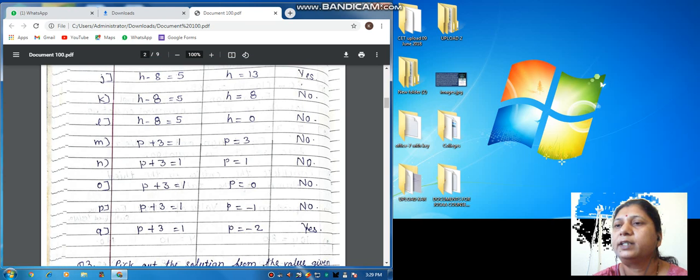Next thing, P plus 3 is equal to 1. We have to put the value 0. So 0 plus 3, what do we get here? 3. So 3 and 1 are equal? No. So it is no.